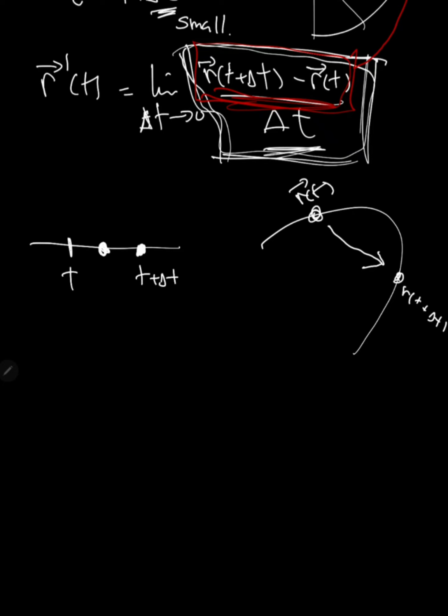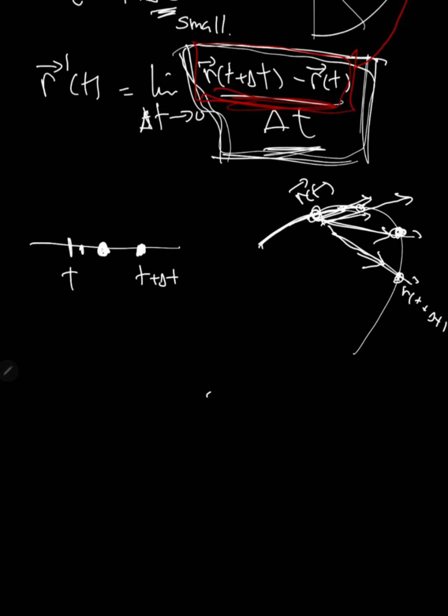Now, if I pick a closer one, basically an even smaller time interval after t, I might end up here. So my vector would be that, the difference. If I pick one even smaller, maybe I'm here. If I pick one smaller, maybe I'm here. So what you can see is exactly the same thing you saw in one variable calculus. These vectors are getting closer and closer to looking like it's tangent at r of t.